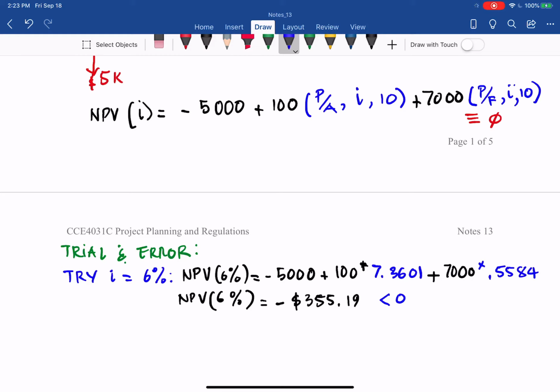So what should the next try be? Whether we go down from 6% to 2% or 4%, or we go up to 8%.